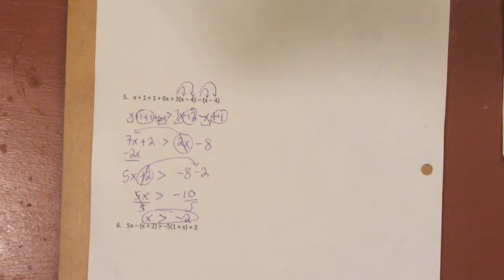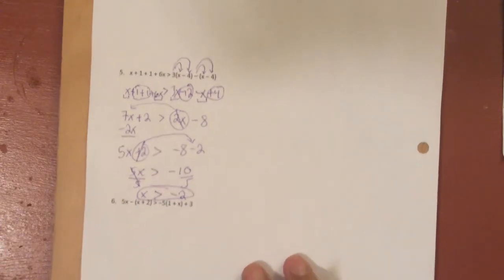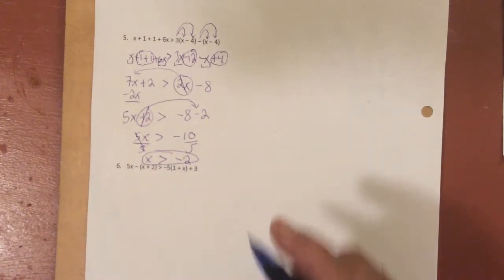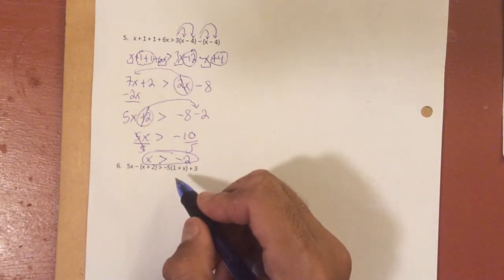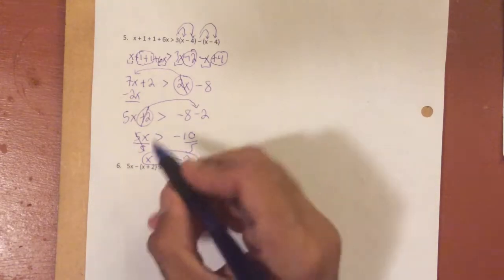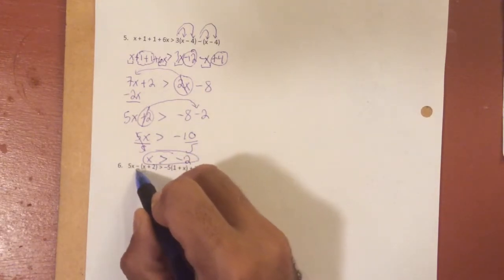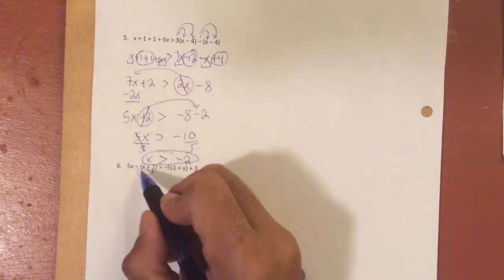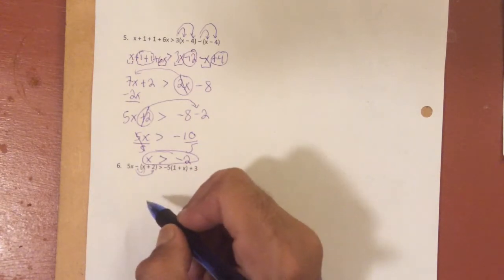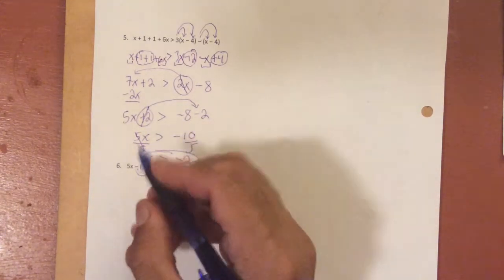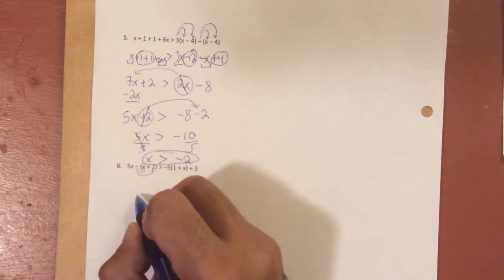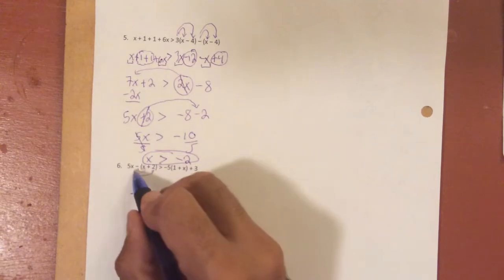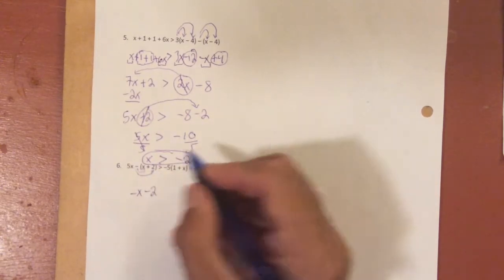Now, let's go ahead and do number 6, which is going to be the last problem we will do for these notes. Now, once again, I need to get rid of the parentheses, and as you can tell, there's 2 sets of parentheses. So I'm going to distribute the negative. And remember, you can put a negative 1 there if it helps, but I don't need it. So now, negative times x is negative x. Negative times a positive 2 is a negative 2.